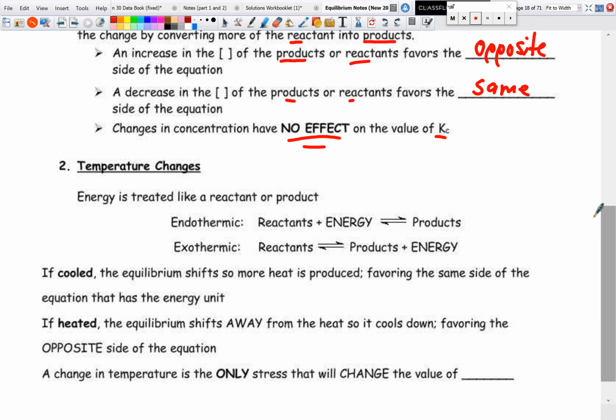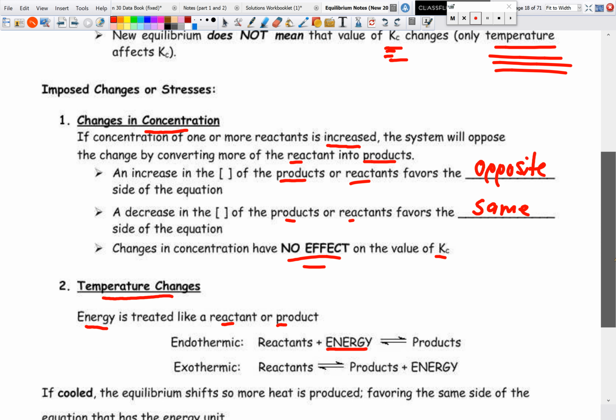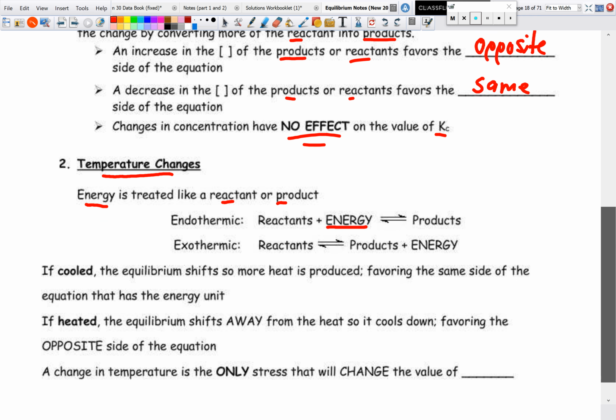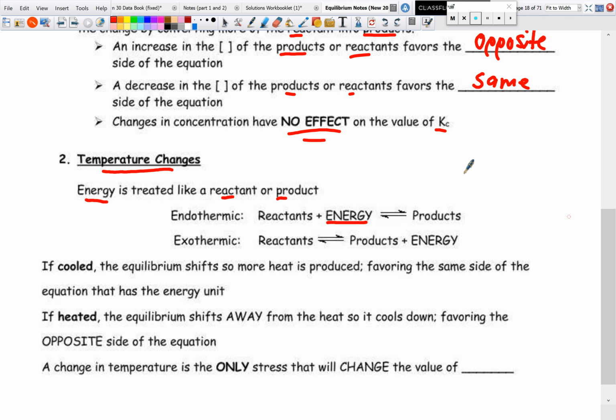Now, the other type of stress is a temperature change. This is the only one that will affect the equilibrium constant. For this, you have to think of energy as being treated like either a reactant or a product. For an endothermic reaction, energy is on the reactant side, so we treat it exactly how we did with these up here: an increase favors the opposite side, and a decrease favors the same side. For an exothermic reaction, the energy is on the product side.